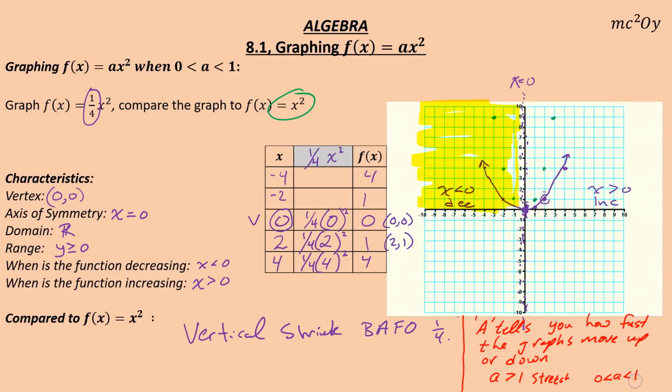Between 0 and 1, you get a shrink. Okay, it goes really slow, so you can kind of think wide. It's a wide graph. Here you can think narrow. It's a narrow graph. Okay? So that kind of gives you an idea.